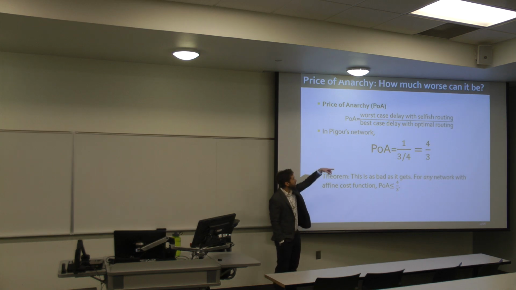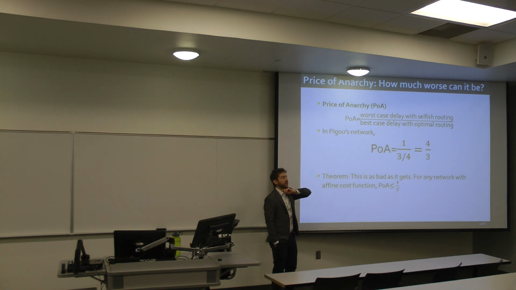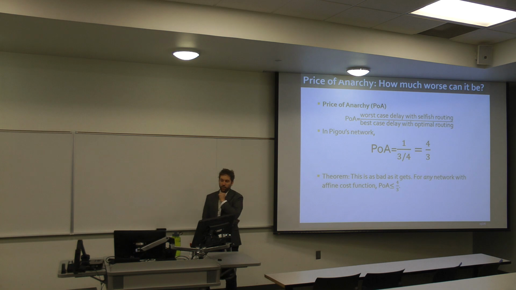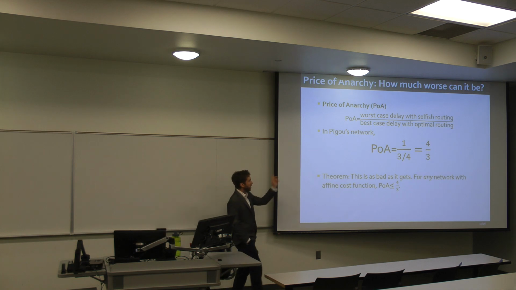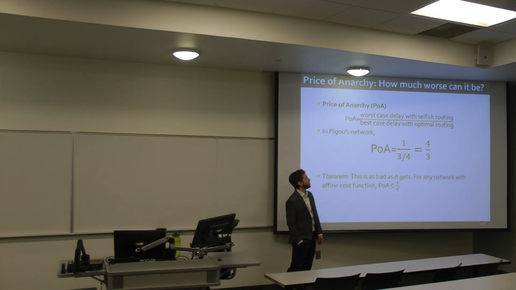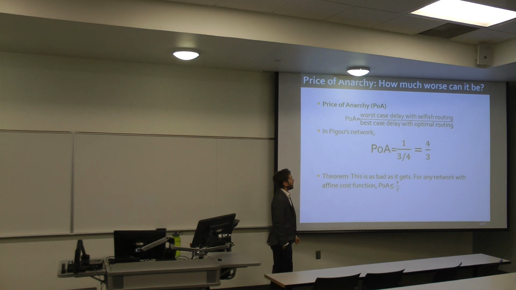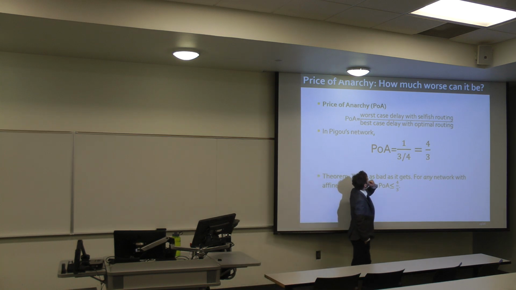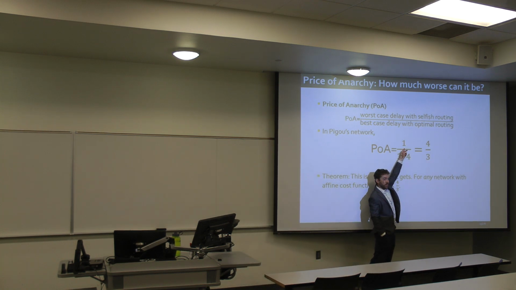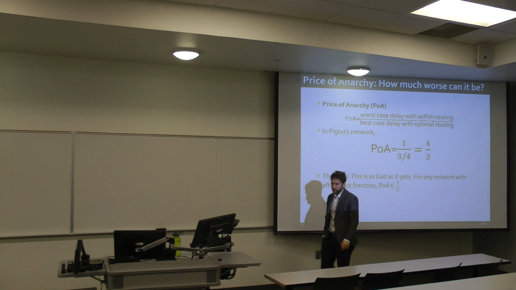So on the top, you put the total delay that the network experiences when you leave people to their own devices, and they find a Wardrop equilibrium. In the denominator, what you could possibly achieve as a planner in this system. So let's look at Pigou's network. If you compute the price of anarchy in this network, let's see. The worst case delay we saw at Wardrop was 1. The best case delay we could get was 3/4. So this gives us a price of anarchy of 4/3.